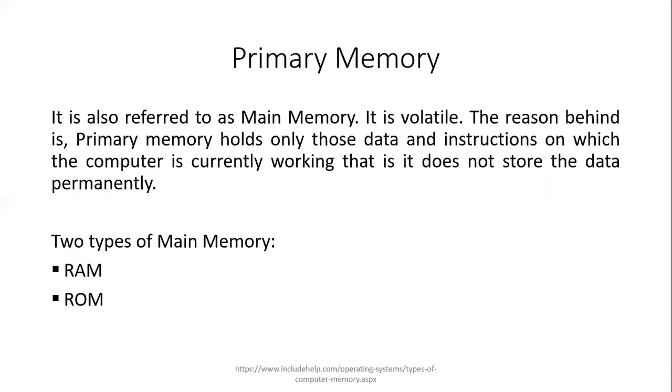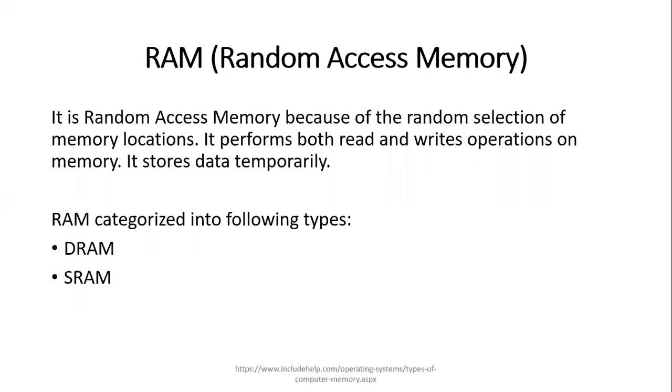So how many types of main memory do you have? You have two types of main memory. One is called RAM and the other one is called ROM. RAM stands for random access memory because of the random selection of the memory location. You can randomly read any data. It performs both read and write operations on the memory, and it is basically used for faster access of the data and stores the data temporarily.